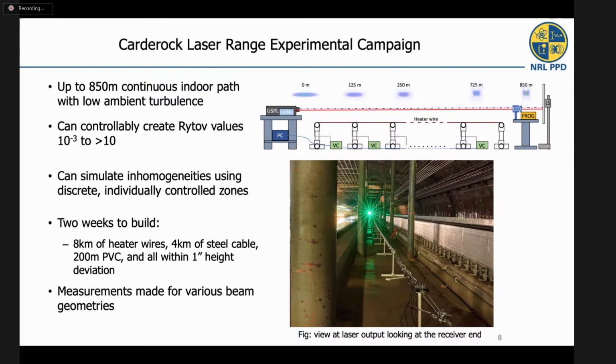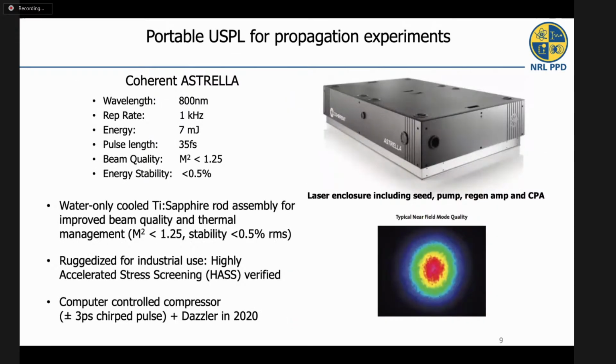This is quite an installation for us. It took about 2 weeks to build and required about 8 kilometers of heater wire. But when all is done, after building it, we can usually get the system up and running over the course of a few days. So we did a large number of measurements looking at various beam geometries, beam sizes, focusing parameters, etc. What enabled this is we use a Coherent Estrella.